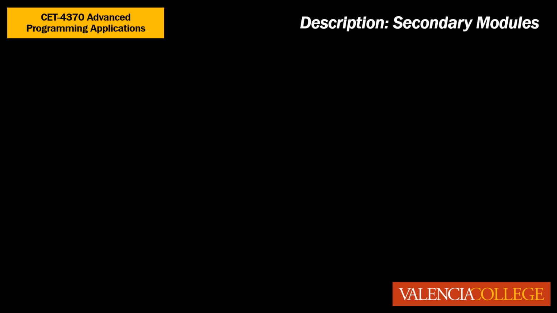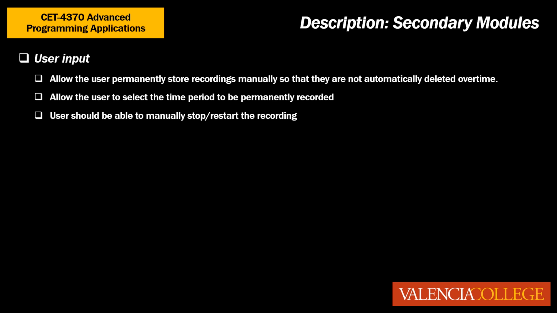So let's go over the secondary modules. First and foremost, we need to include an input and output for the user. We will allow the user to permanently store recordings manually so that they are not automatically deleted over time, as explained earlier, that being hitting a button and recording 10 minutes or so on. We should also allow the user to manually stop and restart the recording.